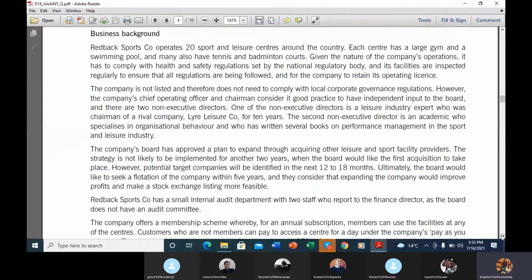So I'm going to read the business background, first paragraph. Redbeck Sports Company operates 20 sport and leisure centers around the country. So it's quite a number of centers, it's fine. Each center has a large gym and a swimming pool, and some also have tennis and badminton courts. Don't start asking yourself what a badminton court is; just know these are courts, like tennis courts and basketball courts. Given the nature of the company's operations, it has to comply with the health and safety regulations set by the National Regulatory Board, and its facilities are inspected regularly to ensure that all regulations are being followed, and for the company to retain its operating license. Are you noticing something? Are you identifying a risk there? Yes. Where?